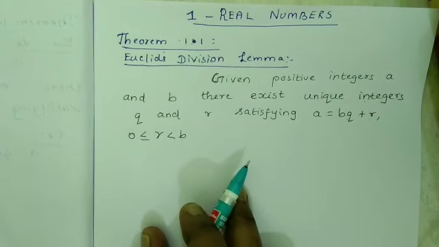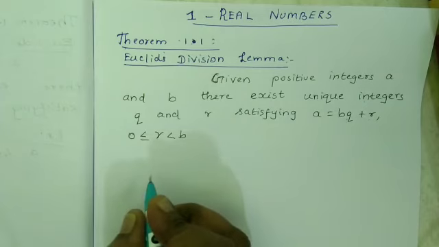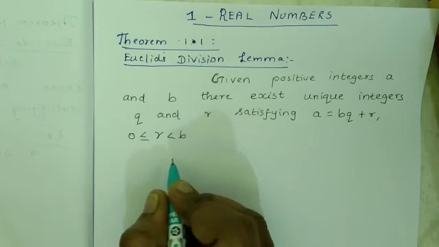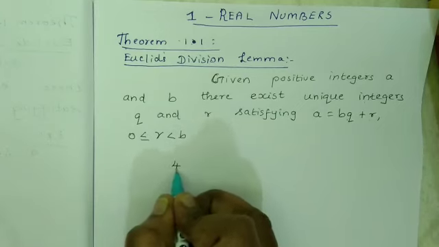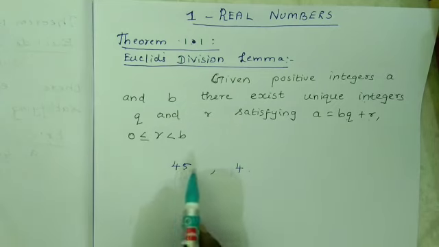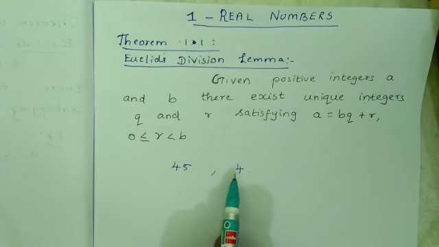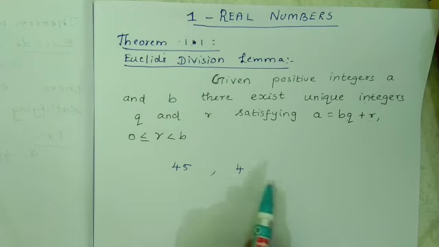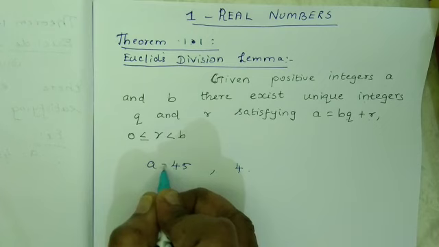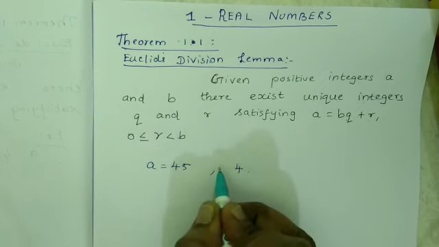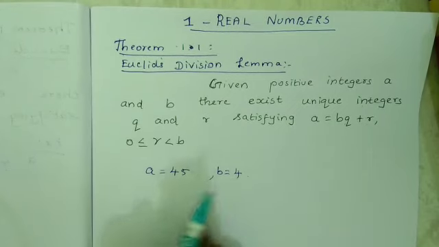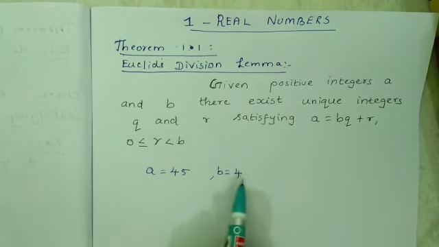Now consider one example. Consider any two positive integers. Let's consider the integers 45 and 4. Here 45 is a larger integer and 4 is a small one-digit integer. Take 45 as a and let us denote 4 as b. We are just considering some positive integers, and this one is a and this one is b.